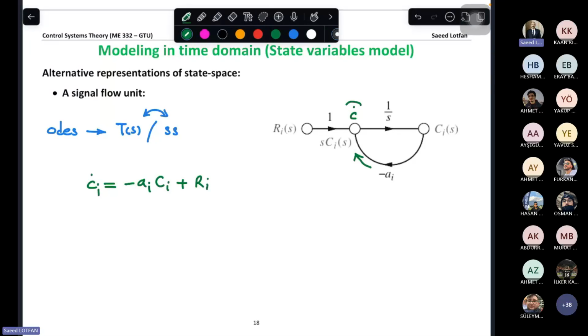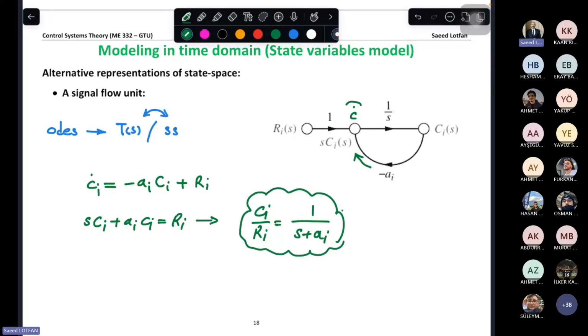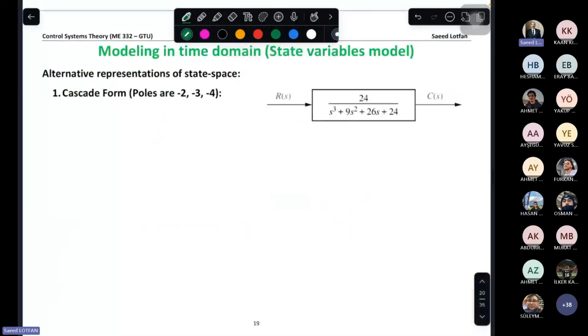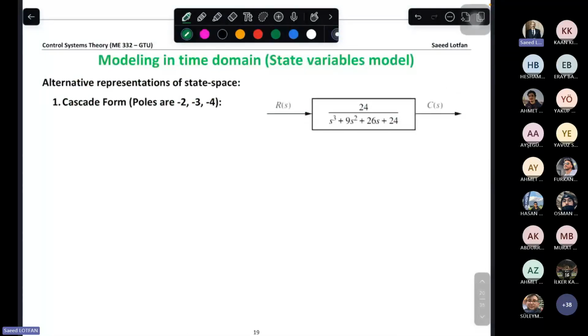So in the Laplace transform, I can write S CI plus AI CI is equal to RI. This means that CI over RI can be represented as 1 over S plus AI. So 1 over S plus AI can be represented as a signal flow graph that is a feedback system.